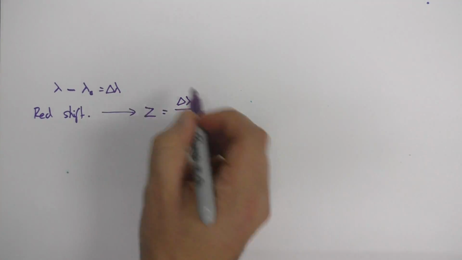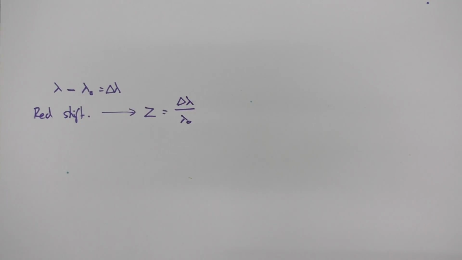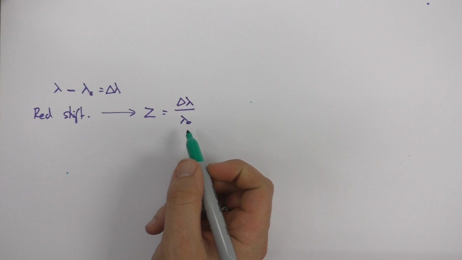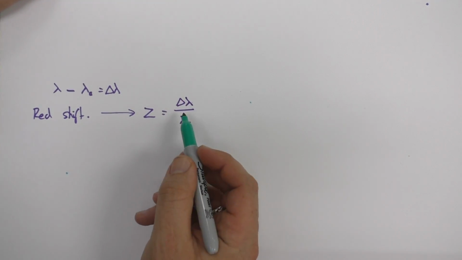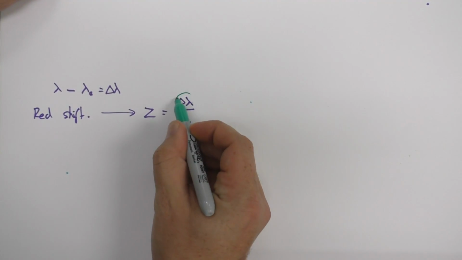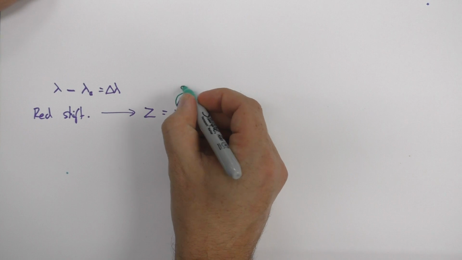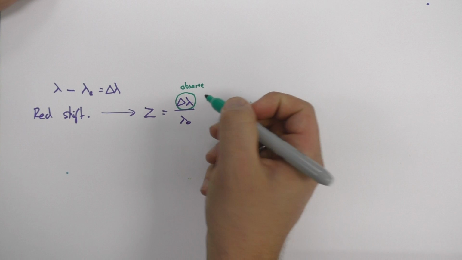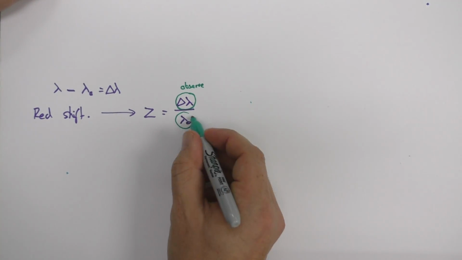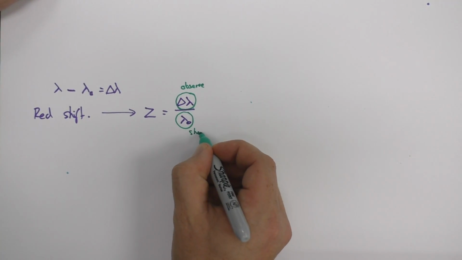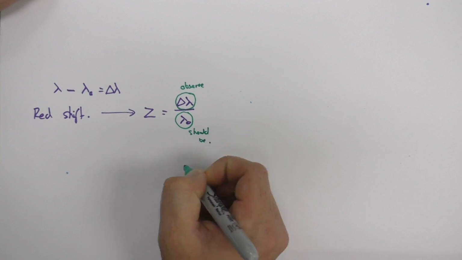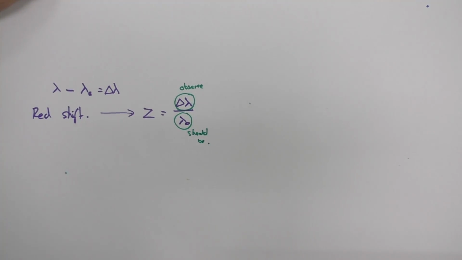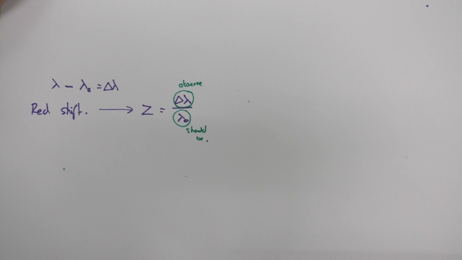Now that is pretty much the starting point for our thought process here, because the really important thing you need to know is that we pretty much know these values. This is observed. This is what we observe when we look at a star, when we look at a galaxy. However, this is what we know it should be, based on the spectra that we're getting.